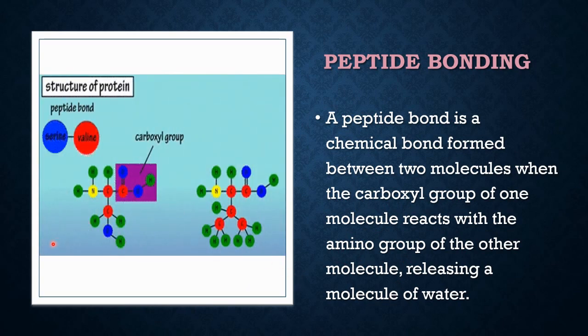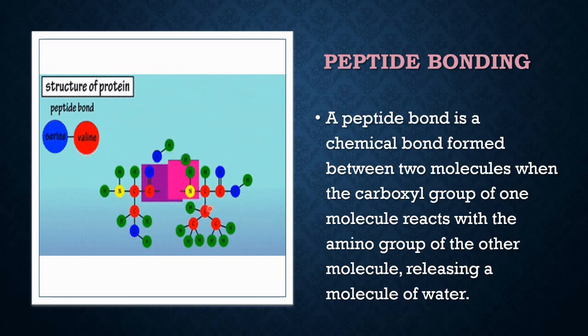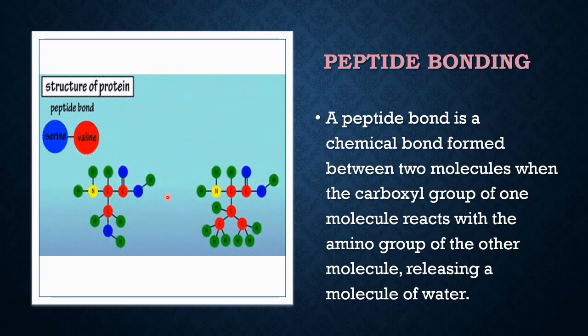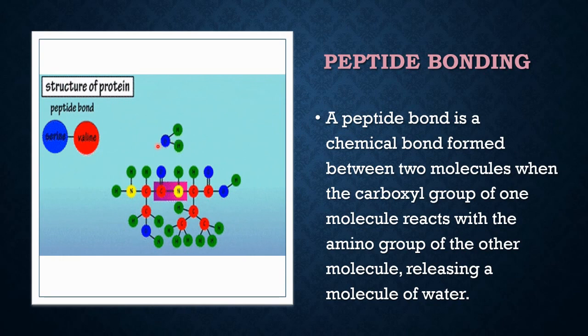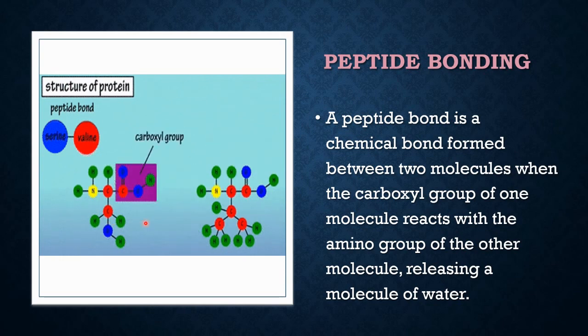You can see in the image a carboxyl group. This is the amino acid serine and this is the amino acid valine. You can see how they are combining. The carboxyl group from this amino acid links with the amino group of this amino acid, and finally they will release a water molecule. This type of bonding is called peptide bonding. This is what is seen in all amino acids in a protein chain.